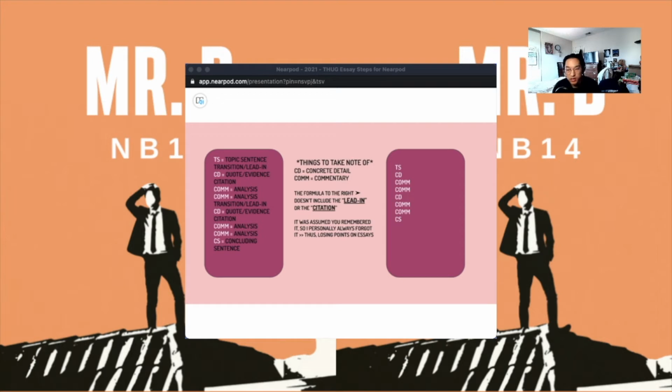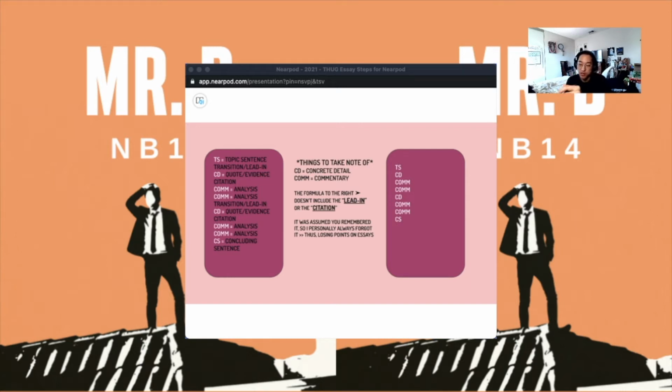You may have seen the abbreviations that I have over here on the right hand side: the TS, CD, COM, CD, COM, CS. You may have seen them in instructions for discussion threads, or you may have seen some of the actual terms itself, like CD for concrete detail or COM for commentary, also in our instructions or on the essay outline. So, what do these things stand for? TS stands for topic sentence. CD stands for concrete detail, COM or commentary for analysis, and CS for concluding sentence.